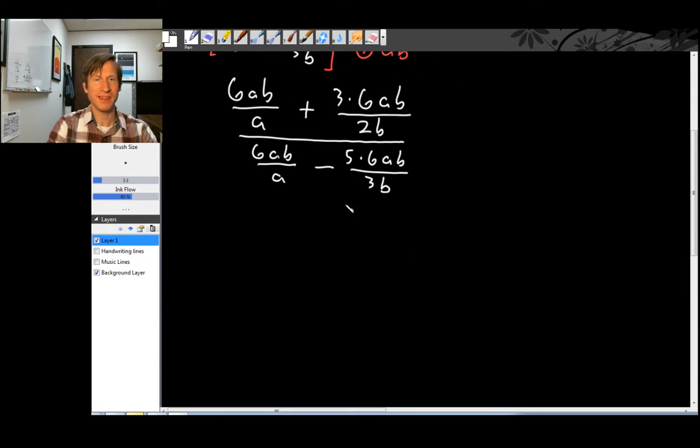Now we need to simplify this giant mess that we made. Fortunately, because of how we chose our common denominator, there is a lot of canceling that's going to happen. So in the upper left, this a cancels that a. In the upper right, the factor of 2 inside this 6 cancels that 2 and leaves behind a 3. Also, this b cancels that b. In the lower left, the a's cancel. And in the lower right, the factor of 3 cancels, leaving behind a 2, and the b also cancels.